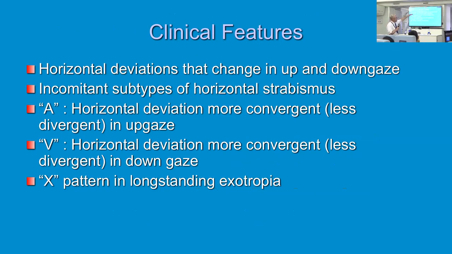The horizontal deviation changes, you know, from clinical features, we see that the degree of horizontal strabismus will change in up gaze and down gaze. And you can have an A pattern where the horizontal deviation is more convergent in up gaze, or a V pattern where the eyes are more convergent or less divergent in down gaze. Just think of the shape of the letters.